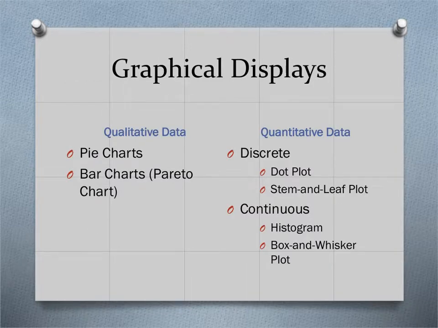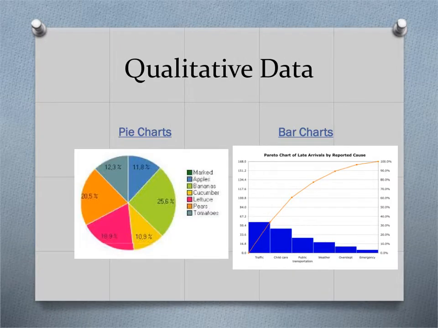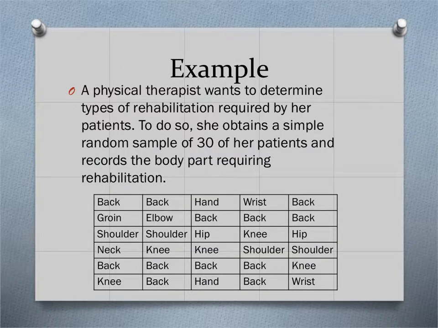And the graphical displays we use for qualitative data are the ones you probably know the best, which are a pie chart and a bar chart. So we'll start off with the pie chart, which is a simple graph. And we have this example where it says a physical therapist wants to determine the types of rehabilitation required by her patients. To do so, she obtains a simple random sample of 30 of her patients and records the body parts requiring rehabilitation. And so you have all this data in this table right here.